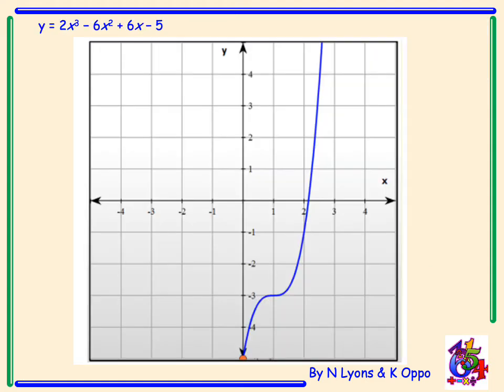So let's look at the curve. It's 2x cubed minus 6x squared plus 6x minus 5. Again, you should understand that's a cubic. It's a positive cubic. The coefficient of x cubed is a plus 2. So it's going to be rising, turning and rising again. A positive cubic. And we have here a rising point of inflection at (1, minus 3) as shown on the curve. That's where the gradient has gone to 0.